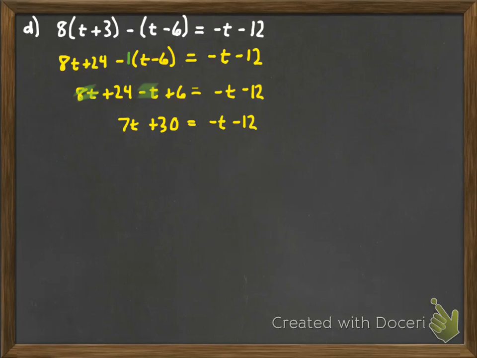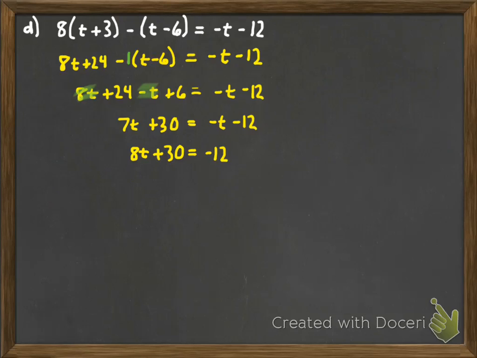All right, we want both of our variables on the same side of the equation if we can make it happen. Let's cancel out the negative t on this side of the equation by adding positive t to both sides of the equation. All right, 7t plus t is 8t. Leave the constant term alone for now. Negative t plus t is 0, and we're left with negative 12 then.